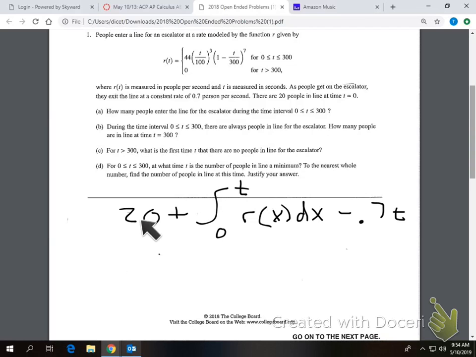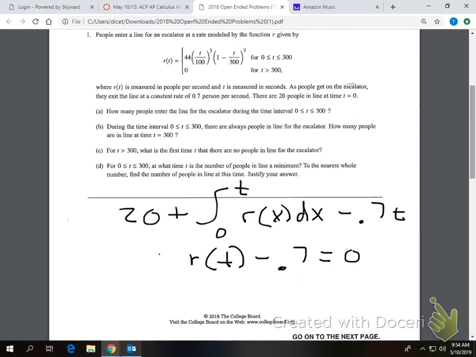Now think about it. What's the derivative of 20? Gone. Okay, what's the derivative of the antiderivative of a function? Remember what you would do? To take the derivative, you plug in t. And what's the derivative of t? 1. So it just becomes the function r of t minus, again, I did the second fundamental theorem of calculus again. The derivative of the antiderivative becomes plug in t, the derivative of t is 1. Minus, what's the derivative of 0.7t? Just 0.7. And critical number is we set the derivative equal to 0. Agree?